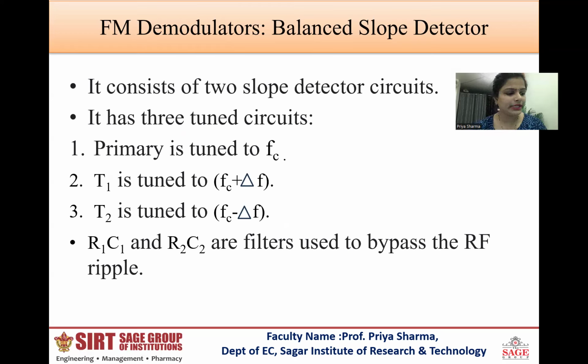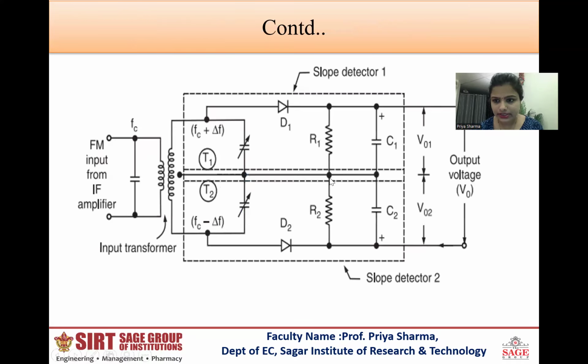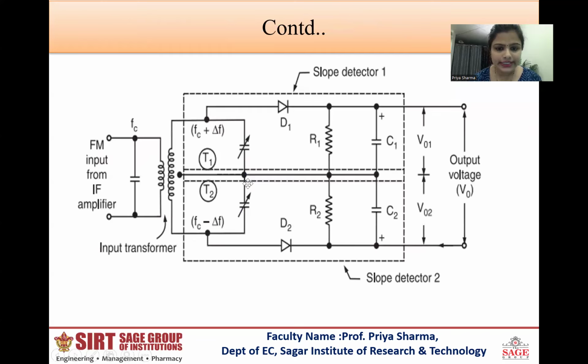So the balanced slope detector basically consists of two slope detectors. Where is the circuit diagram? Okay, yes. Then I have to push it up. It is divided into two. This is the first slope detector, the dotted portion. The lower dotted box denotes the other slope detector. So it is divided into two.